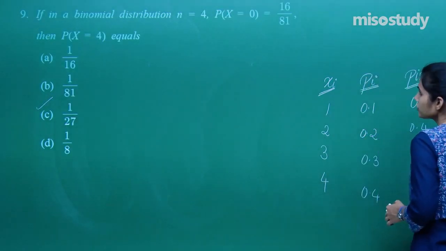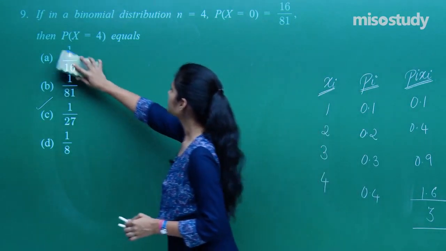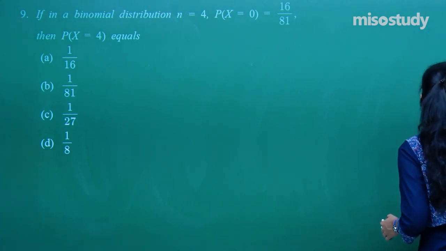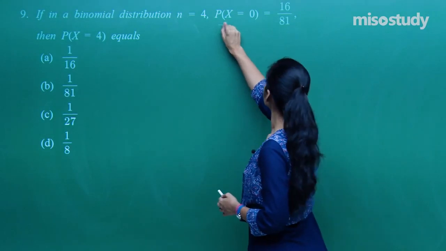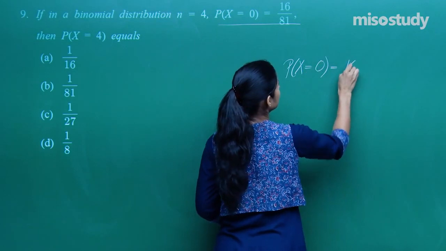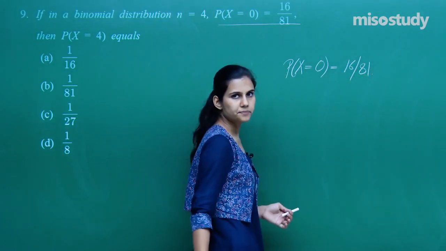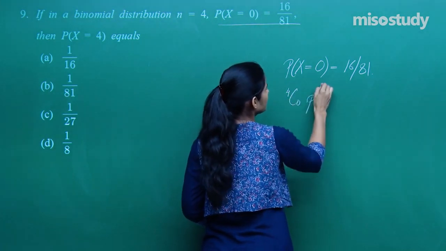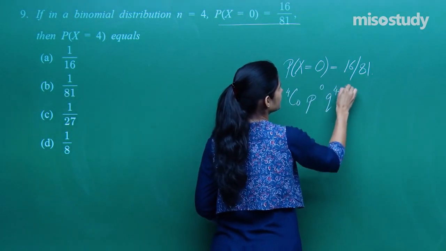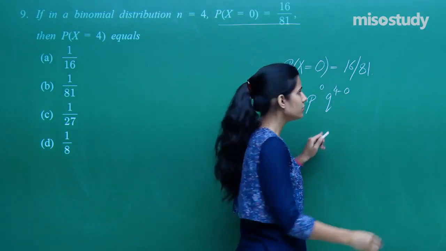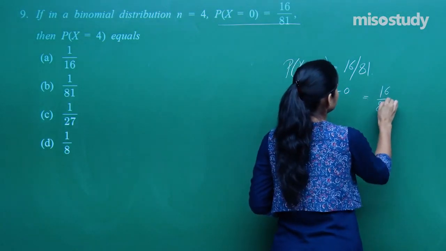If in a binomial distribution n is 4, and probability of x equals 0 is 16 by 81, what is the probability that x is equal to 4? Let's see. This is given to you. Probability of x equals 0 is 16 by 81. N, you know, is 4. So 4c0, p to the power 0, q to the power 4 minus 0. Probability of getting success is small p and getting failure is small q. This is 16 by 81.